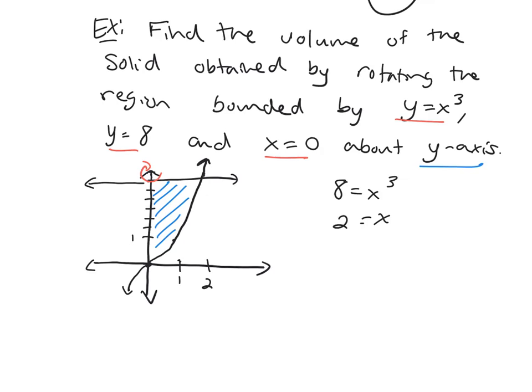Now you always take your strips, and they're going to be perpendicular to your rotation. I don't want to have to draw a whole other picture, so let me erase this blue stuff. I'm rotating about the y-axis, so now my strips are going to be taken like this. They're perpendicular to my rotation line. And when you rotate that around, you're going to get another disc, just like last time.